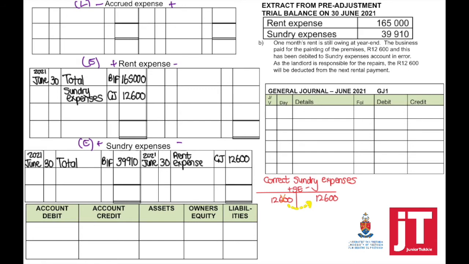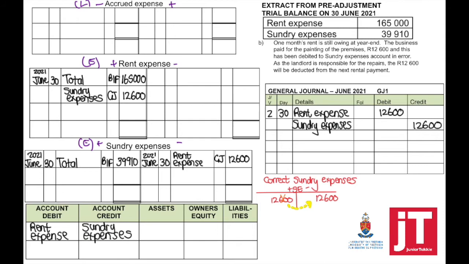Now to show the rent which is still outstanding. Before we show the rent which is still outstanding, if we look at the accounting equation, account debited, rent expense. In my general journal, rent expense will be debited as well. Account credited, sundry expenses. Effect on the accounting equation, because my expense decreases, it will have a positive effect on the owner's equity. Because my expense increases, it will have a negative effect.